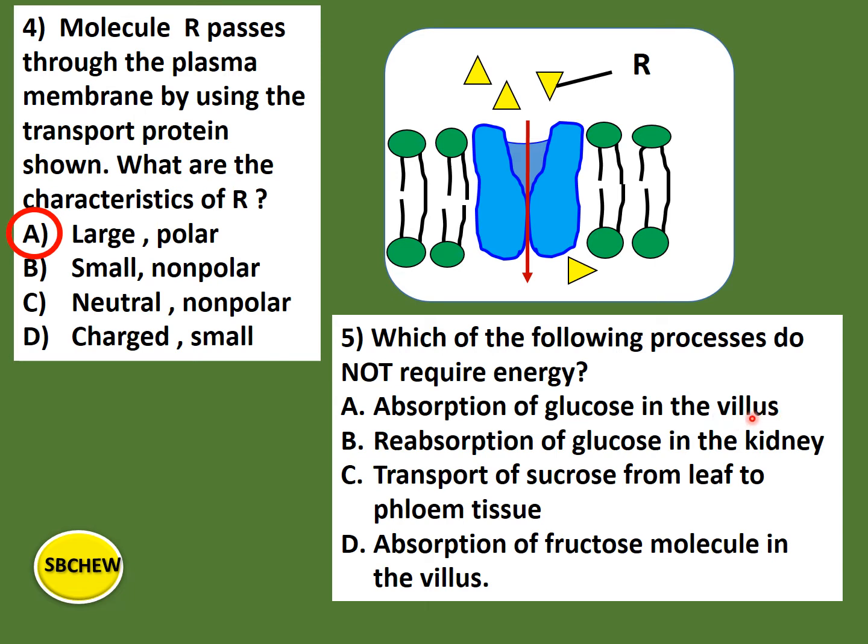Special case, okay? Reabsorption of glucose in the kidney, active transport. Transport of sucrose from leaf to phloem tissue, active transport. Absorption of fructose molecule in villus, passive transport. This is by facilitated diffusion, which is a form of passive transport. Fructose is not the same as glucose. It's a different molecule, although both are sugar molecules. So D is your answer. By facilitated diffusion, it does not require any energy to transport the fructose molecule across the plasma membrane.